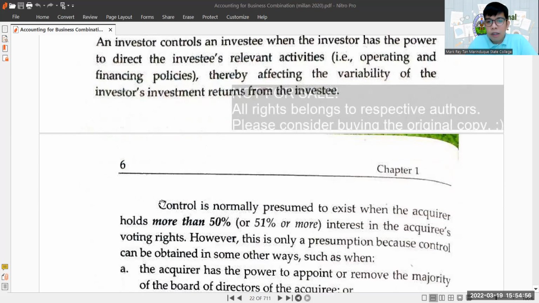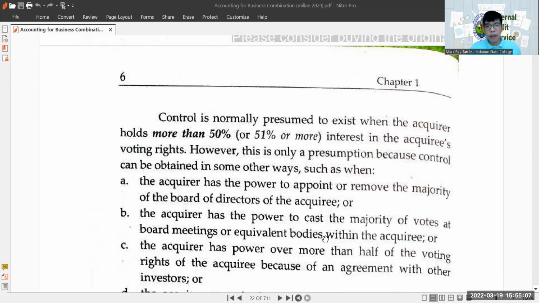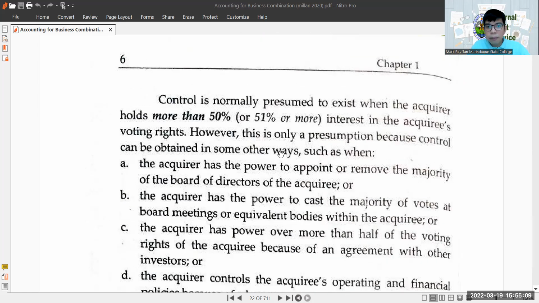Okay. So kailan may control? As discussed kanina, it should be at least 51%, kapag more than 50. However, this is only a presumption because control can be obtained in some other ways. So, class, this is just the general assumption. Siyempre, pag 51% ka at least, that's a guarantee na may control ka.